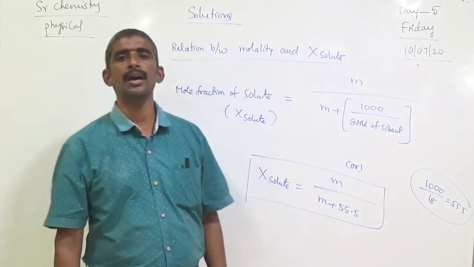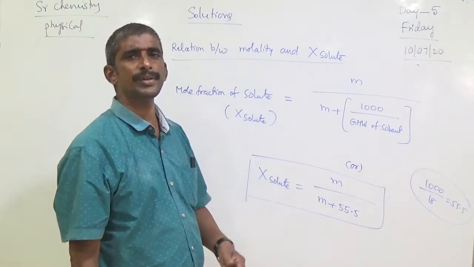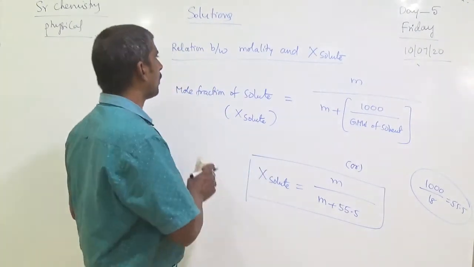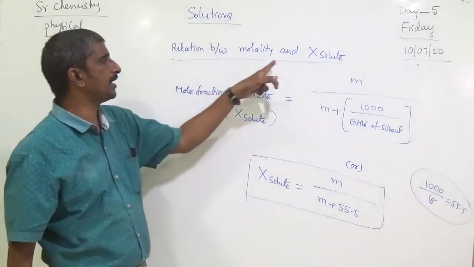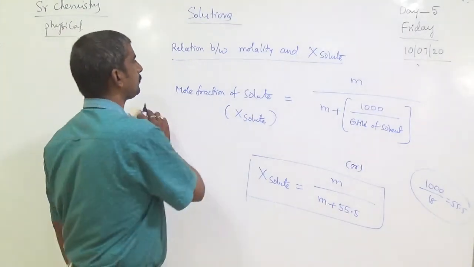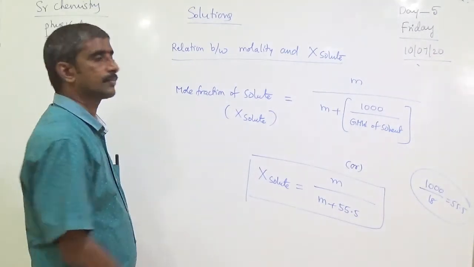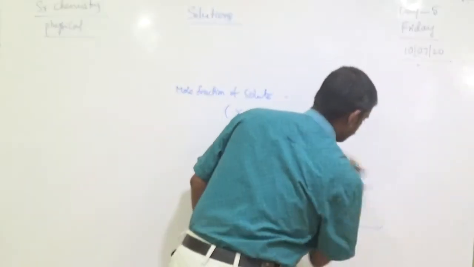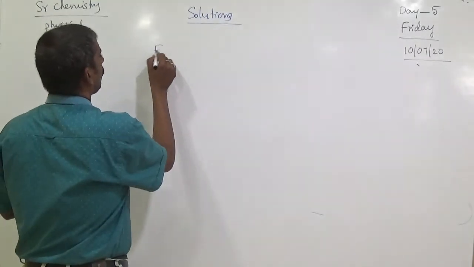So these are all concentration terms, with different formulas. The last one is formality. In formality there are no problems, only the definition. So these are the relations between molarity and mole fraction of solute. Let's write down: the last one is formality.